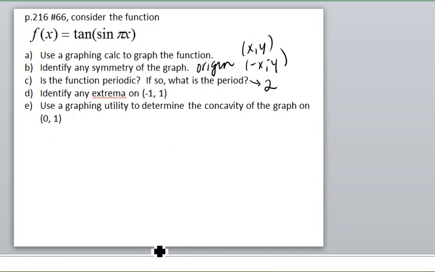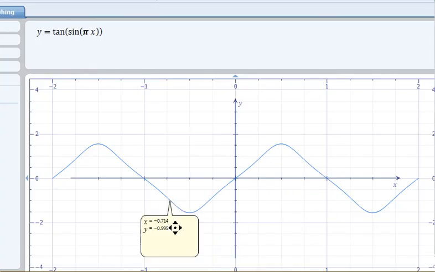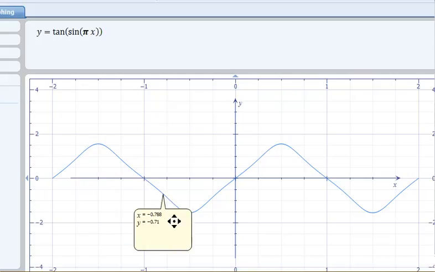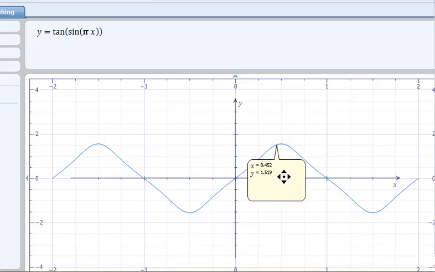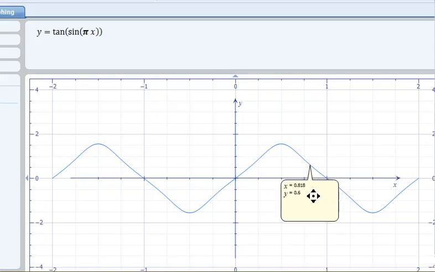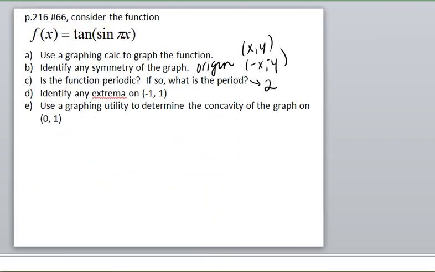Identify the extrema on negative 1, 1. So if I go right here, negative 1 is here. The extrema then would be right here at negative 0.5 and right here at 0.5, and then here's 1. So this would be the max and this would be the min. So we'll go ahead and write that in. There's a minimum at x equals negative 0.5 and a maximum at x equals 0.5.